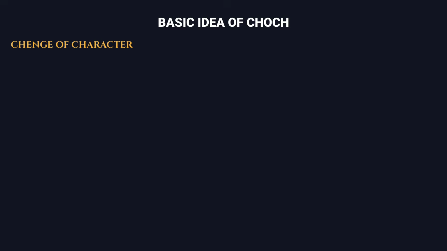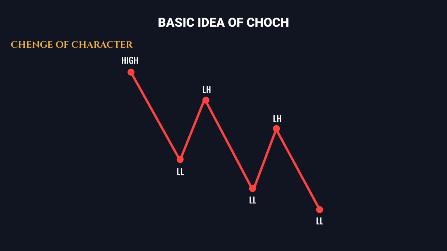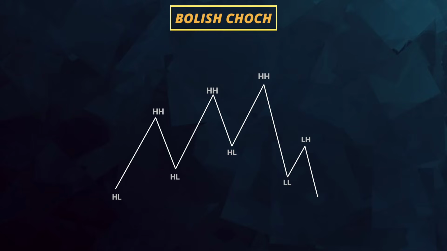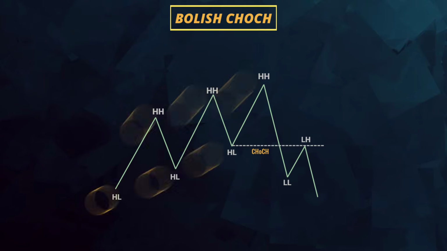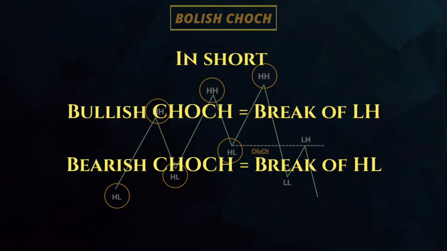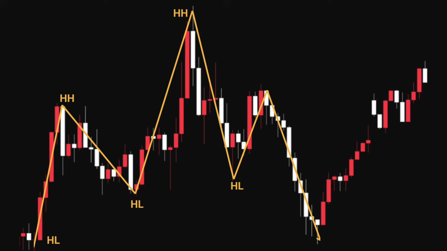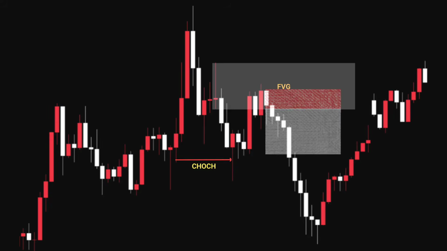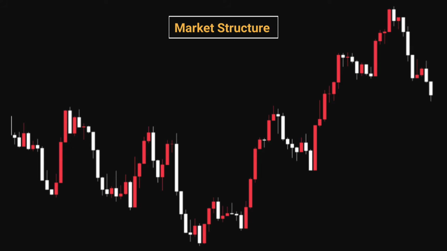Basic idea of change of character. If the market is in a downtrend, making lower highs and lower lows, then suddenly breaks a previous lower high, that is a bullish change of character. If the market is in an uptrend making higher highs and higher lows, then breaks a previous higher low, that is a bearish change of character. So in short, bullish change of character equals break of a lower high in a downtrend. Bearish change of character equals break of a higher low in an uptrend. That tells you, hey, this trend is losing momentum. Something's changing.